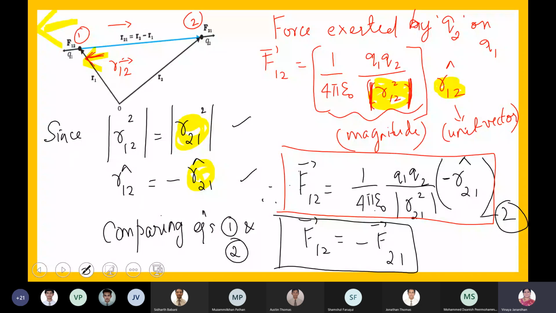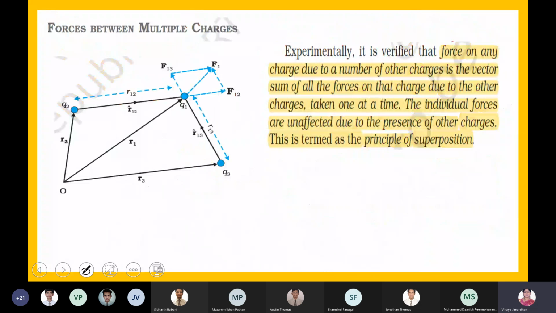Now, boys, please keep this in mind. You have calculated the force acting between 2 point charges, right? A system which is having 2 point charges. Next, we'll go for the system which is having 3 point charges, and then we'll go for n point charges, a system which has n number of charges. Here, a system is having only two charges, Q1 and Q2. Next, we'll go for a system which is having three charges, Q1, Q2, and Q3. And then finally, we'll go for a system which has n number of charges, Q1, Q2, Q3, up till Qn.